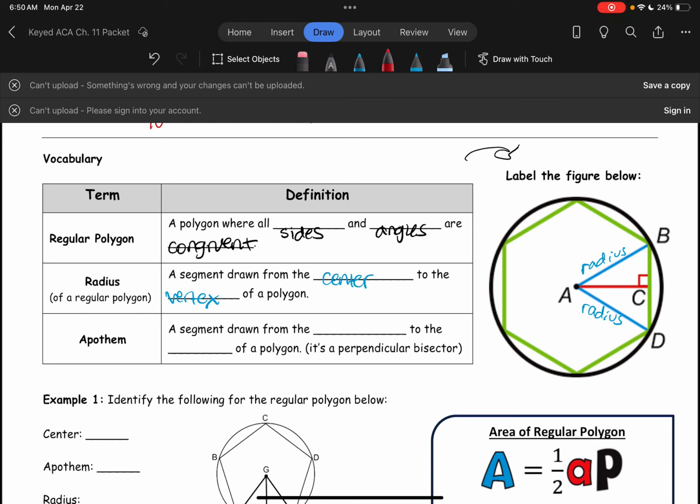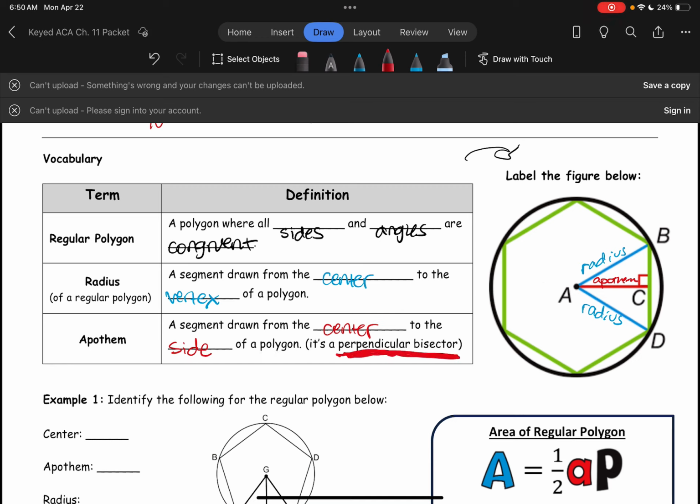And here we introduce a new vocabulary word, the apothem. The apothem is going to be a segment drawn from the center to the side of a polygon. So again, a segment drawn from the center to the side of a polygon, we call that the apothem. And so one thing to note is that the apothem is a perpendicular bisector. Okay, this part is extremely important. So the apothem will always be perpendicular, meaning that it creates a 90-degree angle with that side that it touches. Okay, on top of that, it also bisects that side.